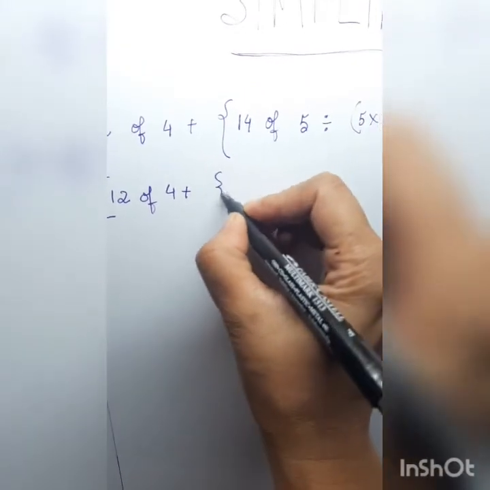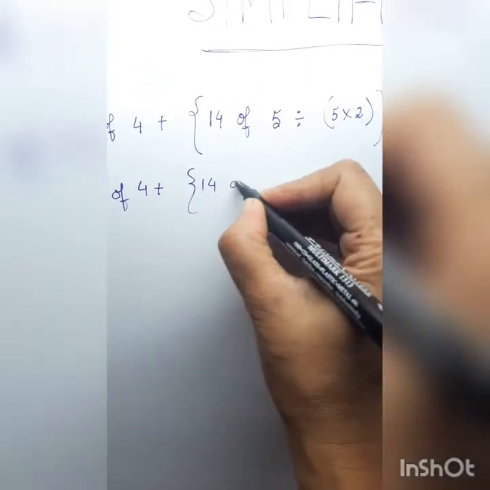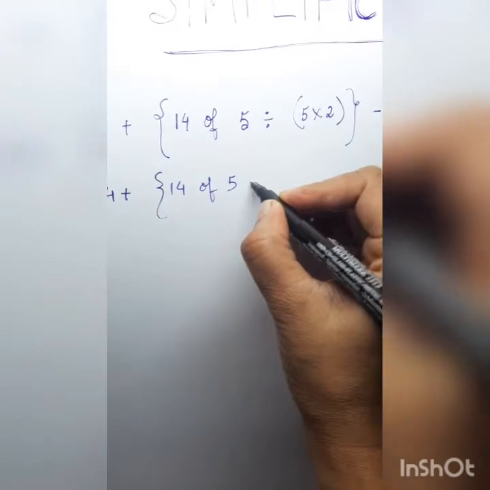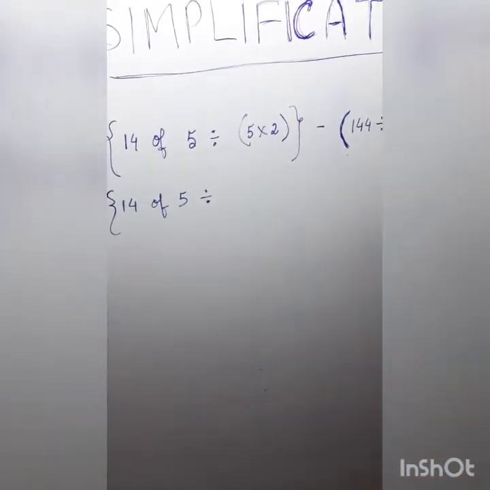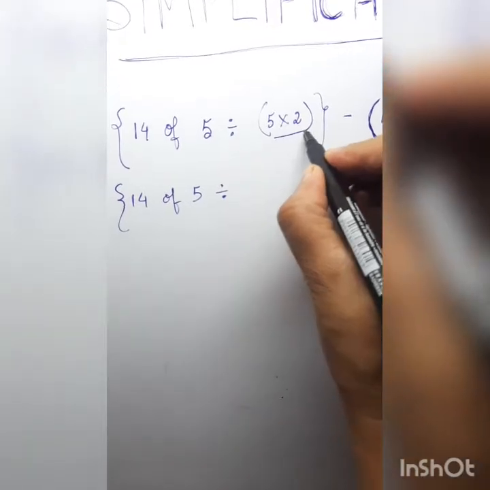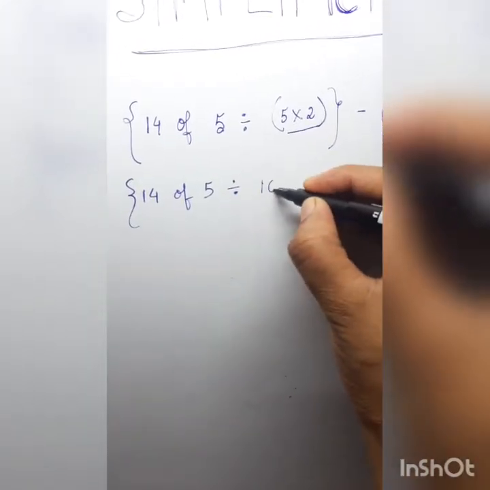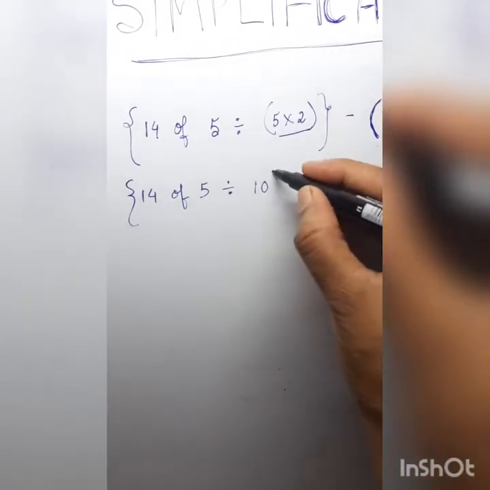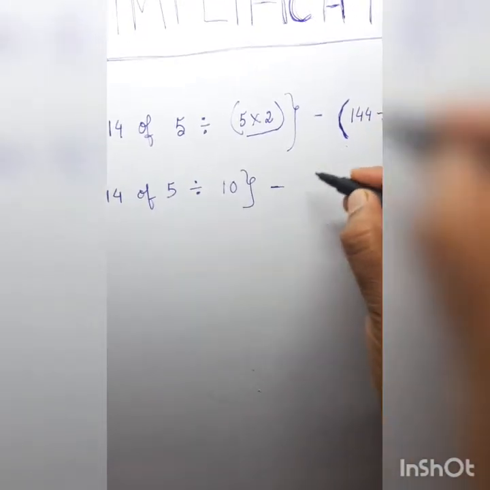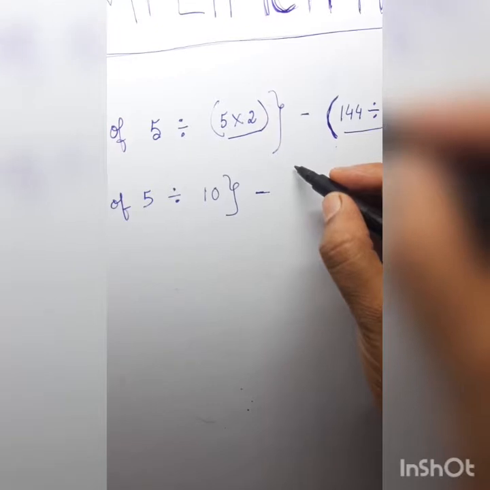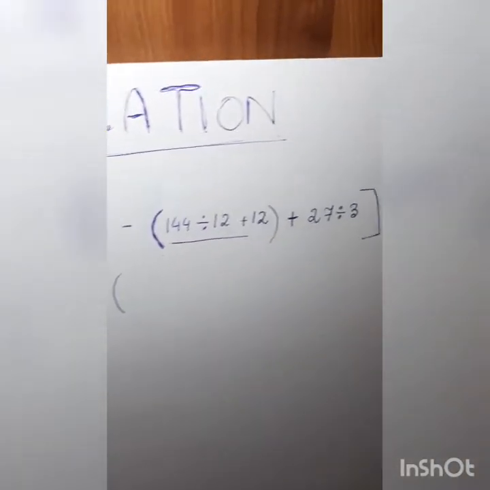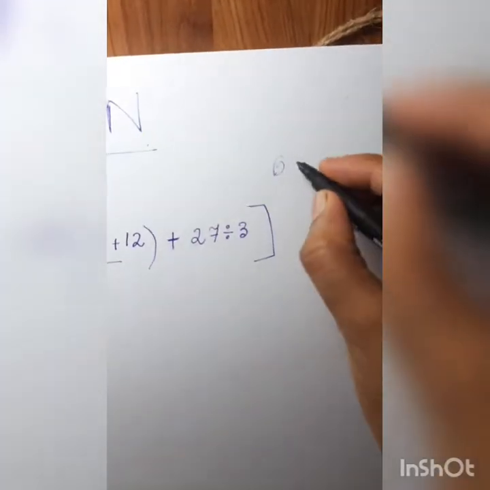I will write down as it is given. Okay, because first we are going to do the work in the first bracket. First bracket is this, so 5 into 2 is 10. Then curly bracket close. Again there is a first bracket here. So what will we do? Here we have to follow the Bodmas rule.